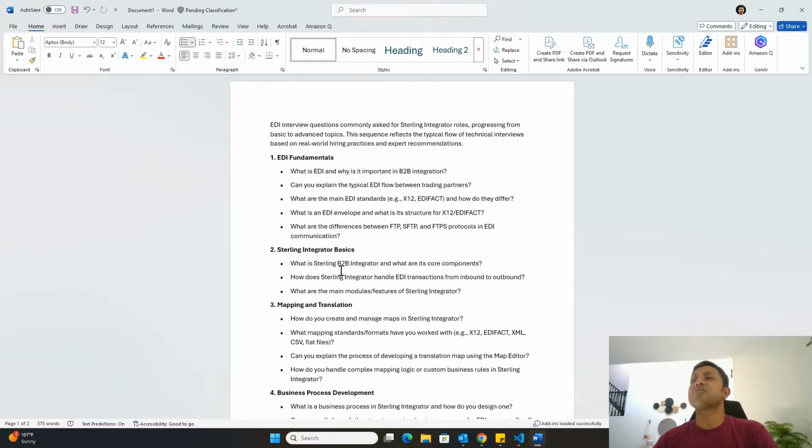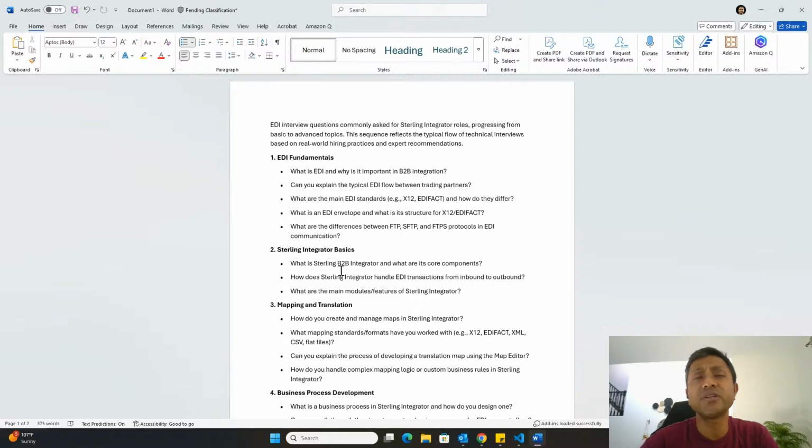So they might ask, okay, what is Sterling Integrator? You should be able to explain what Sterling Integrator itself is and what its core components are. When I talk about core components, you should be able to explain the business process engine, the mapping functionality, the communication protocol setup related components, the troubleshooting related information, things like that.